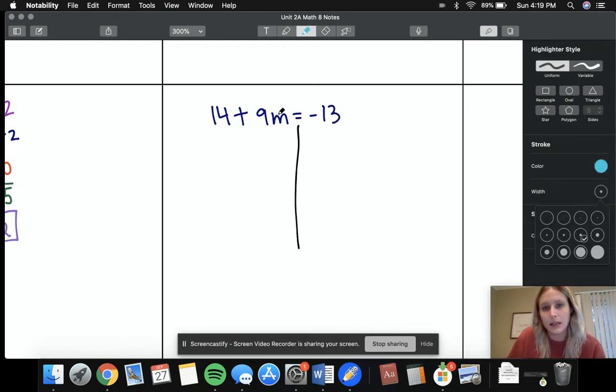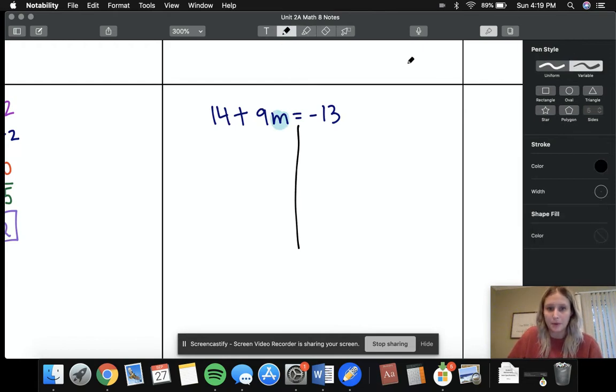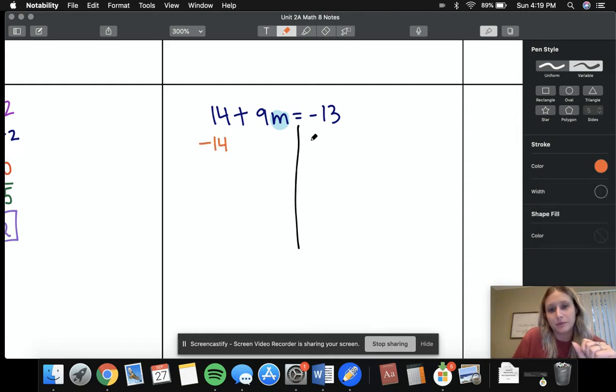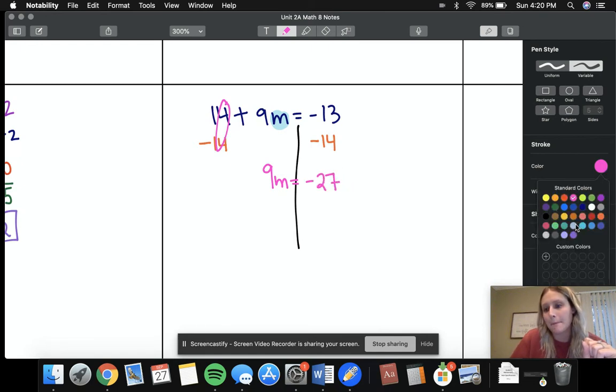Okay, what I'm trying to isolate is this m. So I think to myself, what do I need to get rid of first? I have 9m's, I have a positive 14. I need to undo or get rid of the 14 with inverse operations. So this is a positive 14, so I'm going to undo it with a negative 14. Okay, and 14 and negative 14 make 0. So now we have 9m's equal, and then we have negative 13 with a negative 14, which would make negative 27.